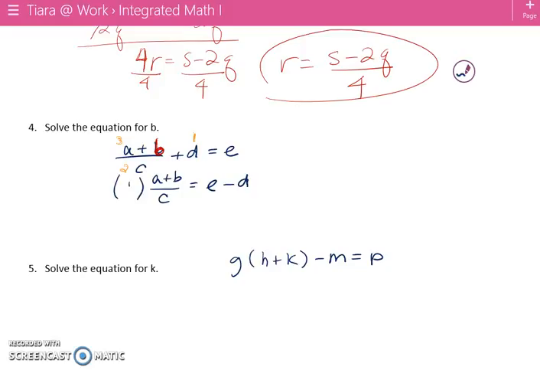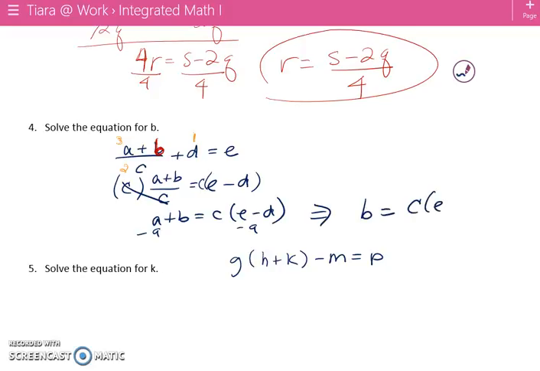Next, I'm going to get rid of c by multiplying it. Now you want to be careful to multiply everything on the right side by c. That leaves me with a plus b equals c times the quantity e minus d. And then to get rid of a, I'm just going to subtract it. So this tells me that b equals c times the quantity e minus d, minus a.